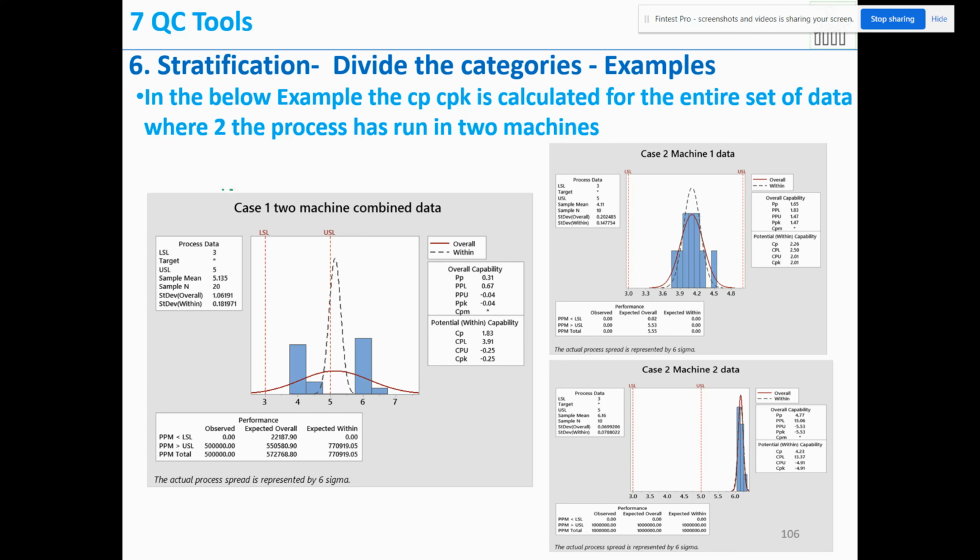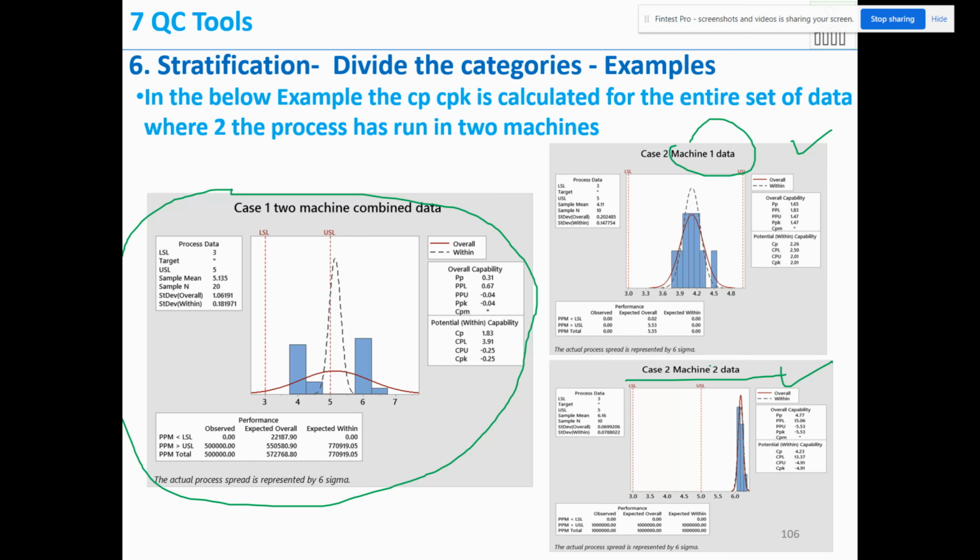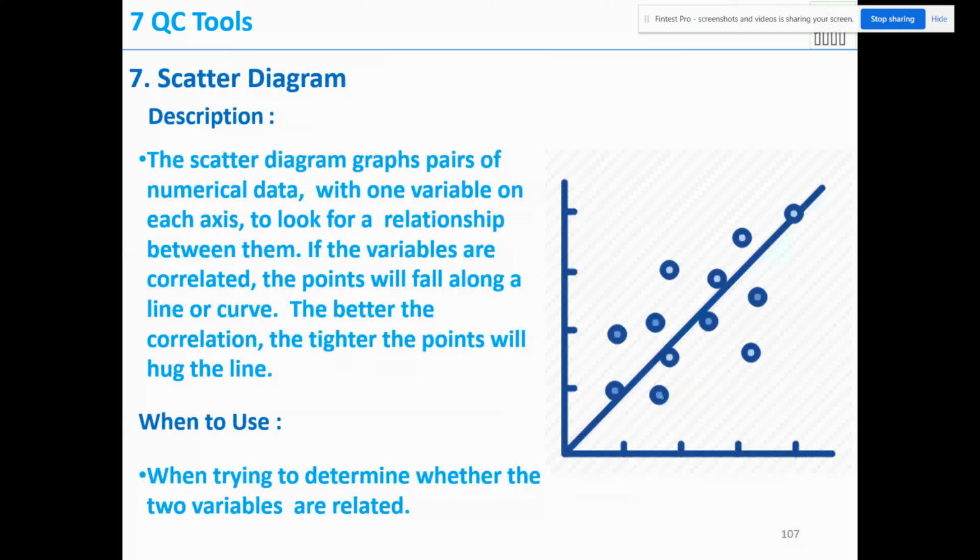Now this is the before data. Combined, they are given for a particular dimension. There is no conclusion about it. When they collected machine-wise data, they found machine B, machine 2, is producing oversize, and machine A is okay. In this case, machine 1 we can run in production, and machine 2 we can keep for analysis. In this way we can use the stratification tool. Then scatter diagram.